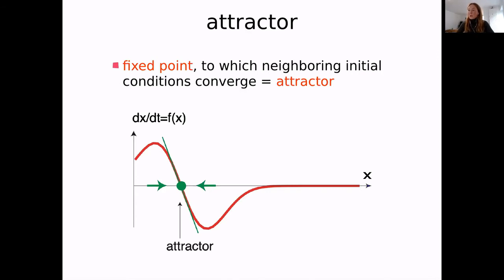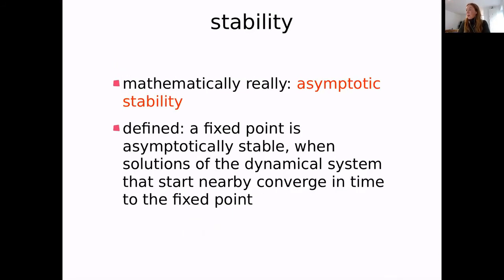So what's nice about a fixed point is that we can control our system, so that we know in which state it's going to be in the next time points. Okay, so what I explained about stability means really asymptotic stability. And here's a mathematical definition for those of you who enjoy reading the math script. A fixed point is asymptotically stable when solutions of the dynamical system that start nearby converge in time to the fixed point.